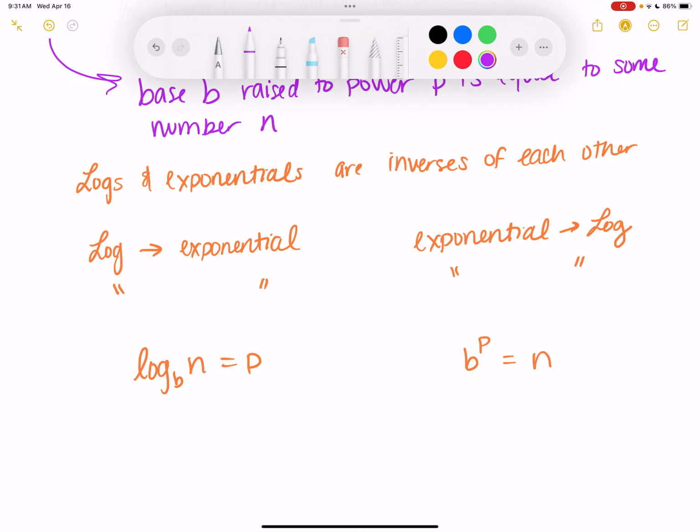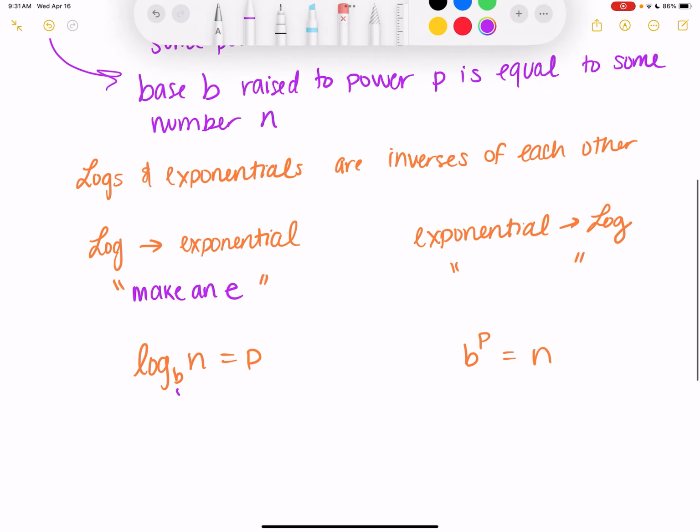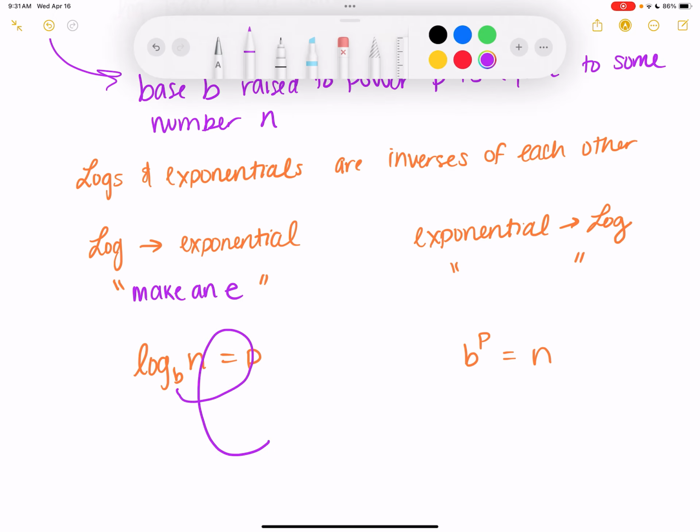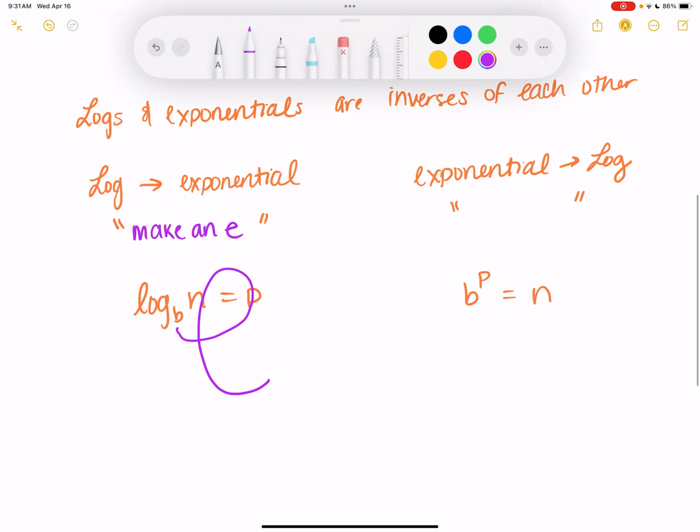All right, so my little catchphrase for log to exponential: I'm trying to get to an exponential, so we make an E. So we start here, so watch. We start here and we loop around and it makes an E. B to the P equals N.